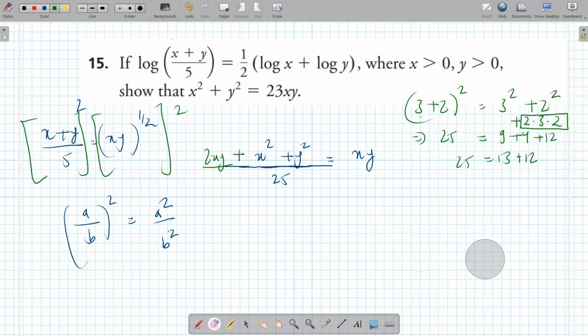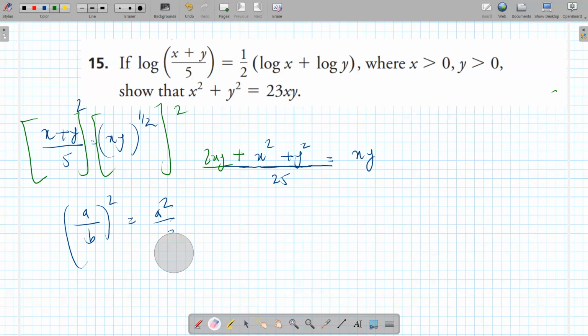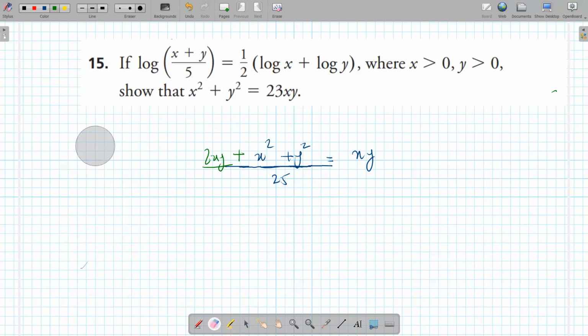We're almost there. I think it's just one more step. So in the final answer there, I don't see anything as a fraction, right? There's no denominators. So let's get rid of this 25. What do we do on both sides? To get rid of that 25, you multiply. So you get 2xy plus x squared plus y squared equals 25xy.